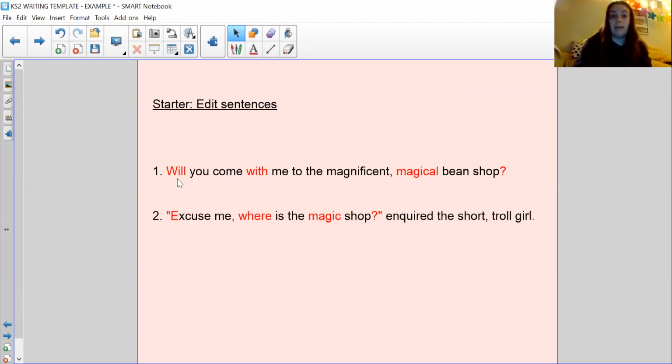Okay, so we needed a capital letter and we didn't need the H in will, it's W-I-L-L. Will you come with me to the magnificent magical bean shop? So magical was a G, not a J, and with did not have an H either. The second one was in speech marks because it's someone speaking. Excuse me, that needed a capital. Where was spelt wrong, so it's this type of where with the H. Is the magic with a G shop? Speech marks, inquired the short troll girl, full stop. So give yourself a tick or edit it if you got it wrong.